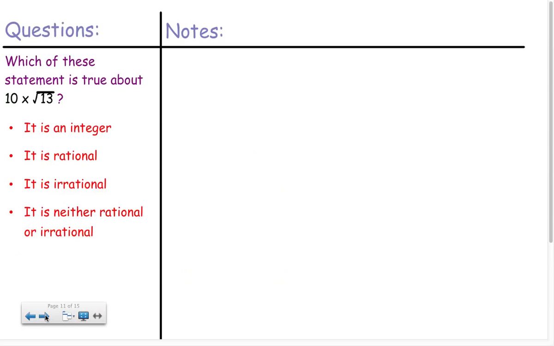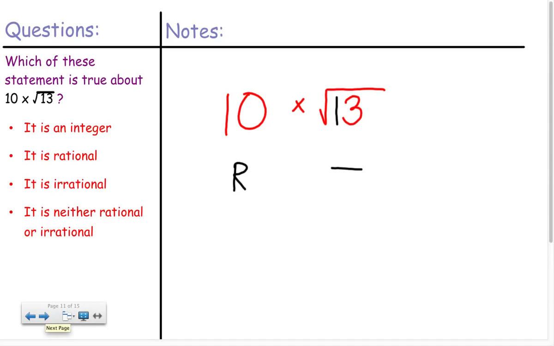Which of these statements is true about 10 times the square root of 13? It is an integer, it is rational, it is irrational, it is neither rational or irrational. So if I have 10 times the square root of 13, 10 is rational. The square root of 13 is not a perfect square, so it's irrational. No matter what, a rational times an irrational is irrational.